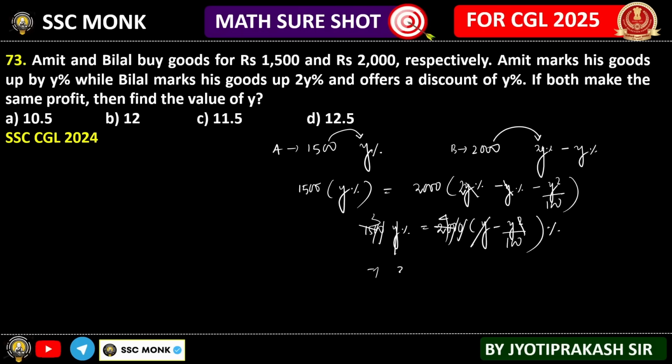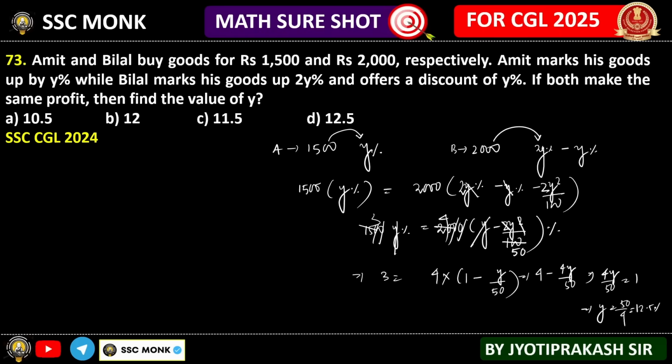So I can write 3 is equal to 4 into 1 minus y by 50, or I can write 3 is equal to 4 minus 4y by 50. So 4y by 50 is equal to 4 minus 3, which is 1. y is equal to 50 by 4, that is equal to 12.5%. Answer option D. Clear? Simple? Got it? Got the idea?